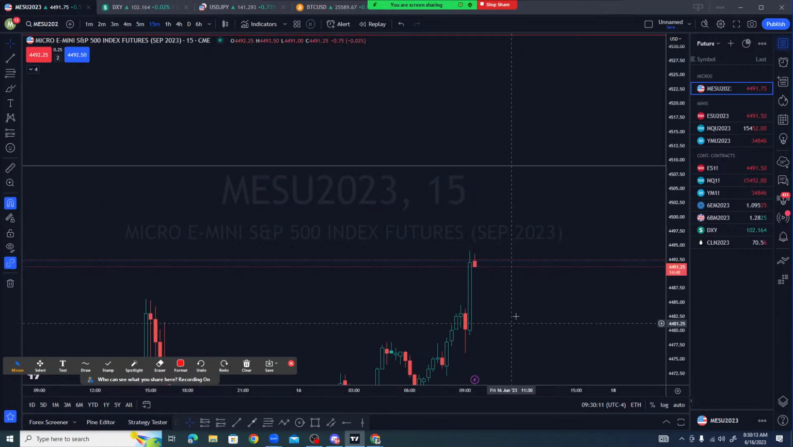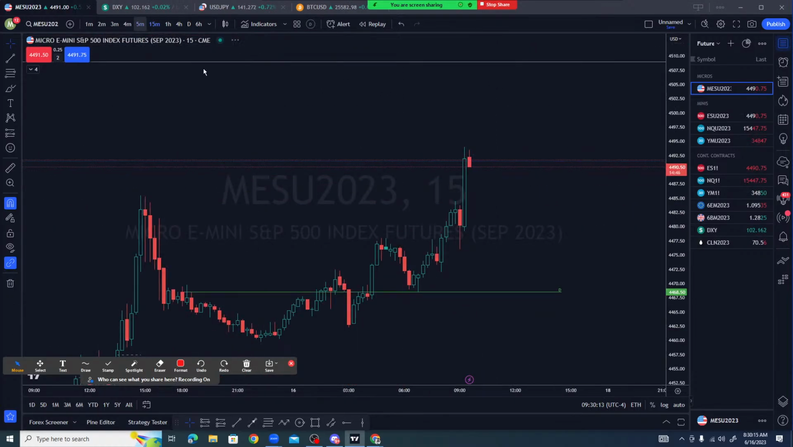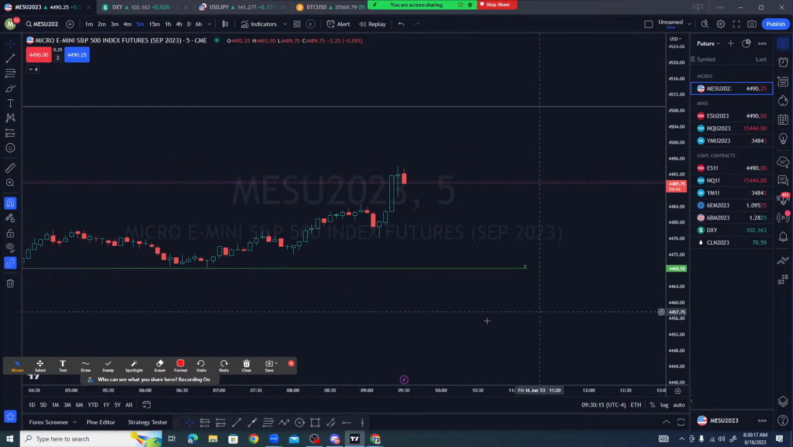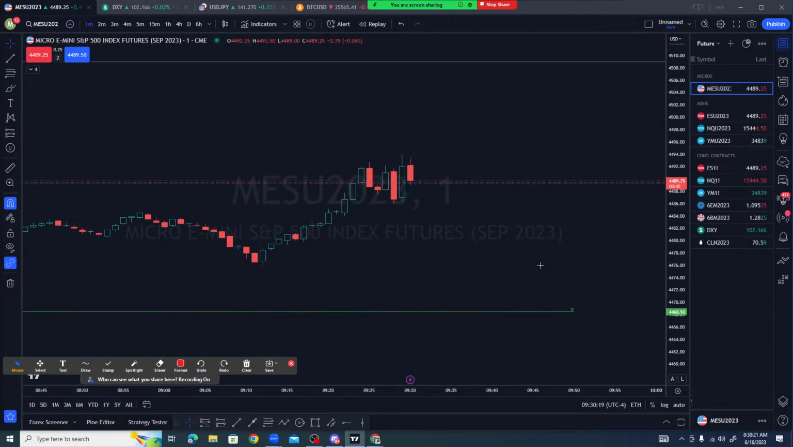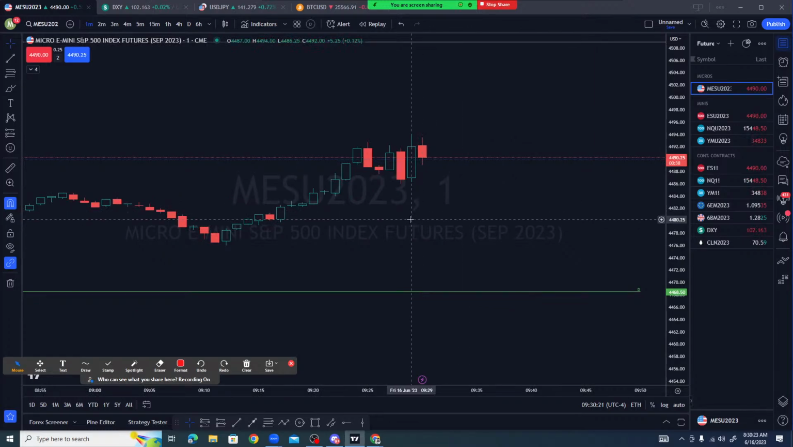Now that market is open, let's drop down to the lower time frames. Here we go, getting a good little sell off here. We'll be patient.